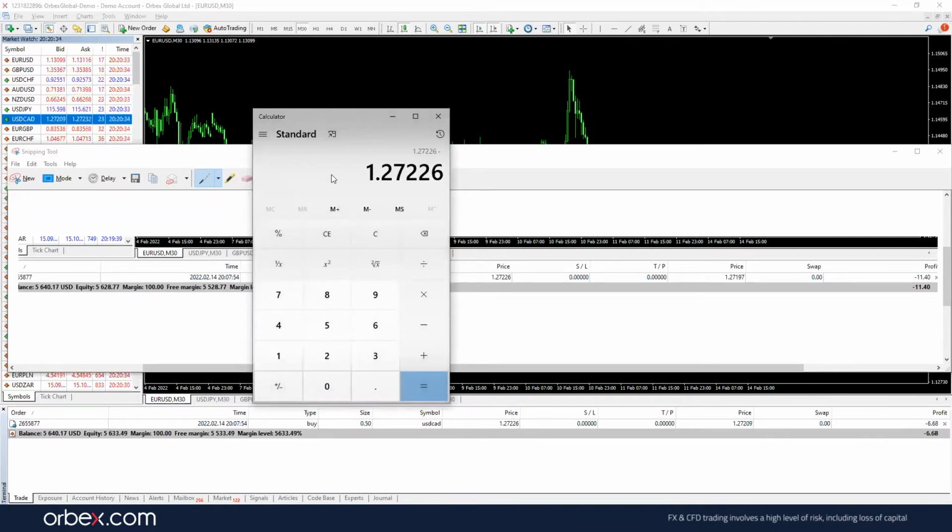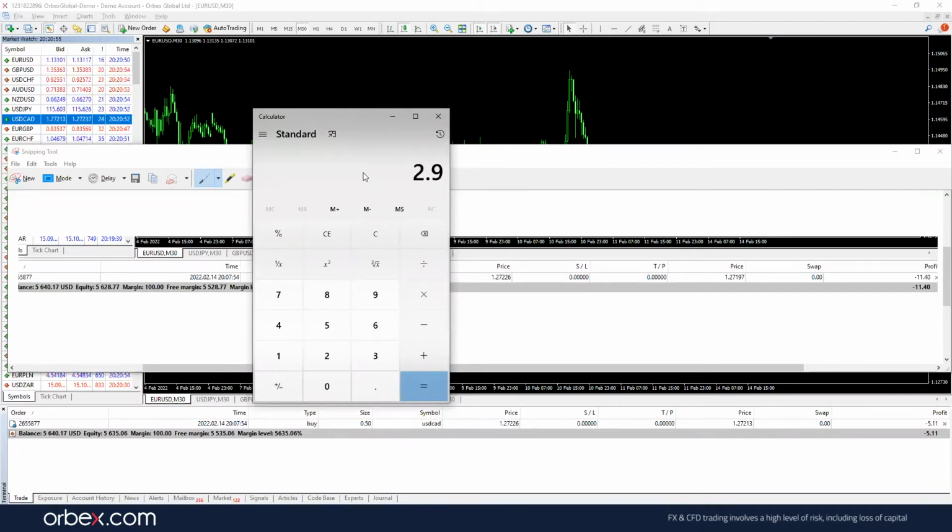We've got 1.27226 minus 1.27197. So the difference is 2.9 pips. Like I said before, this is the fourth digit, so we've got 2 pips and this is the point. So 2.9 pips. That's your P&L at the moment. We're losing, so a 2.9 pips deficit. We just have to remember that.